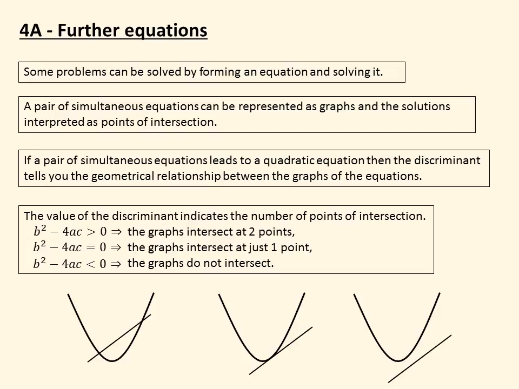If the discriminant is 0, we only have 1 crossing, 1 solution. This means the straight line is a tangent to the quadratic. And if we have a negative discriminant, there are no solutions. There are no points where the lines meet. There's no point of intersection.